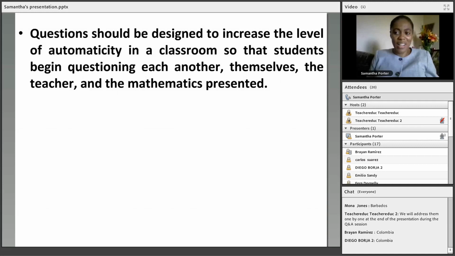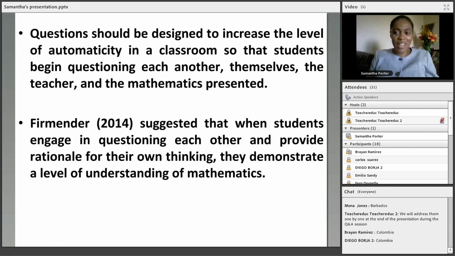So questions should be designed to increase the level of automaticity in our classroom so that students begin questioning each other, themselves, and teachers, and the mathematics presented. Students should not just take the mathematics that teachers present in the class as the correct and the only way. Students should be able to question the mathematics that is presented in the classroom to make sure they are understanding the concepts that are being taught.